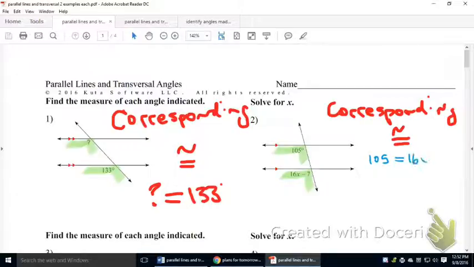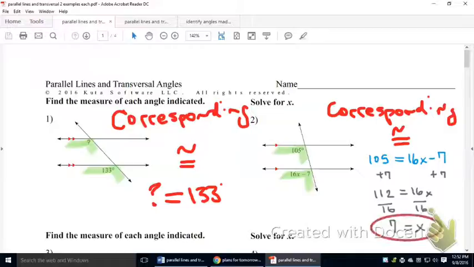Because corresponding angles are congruent, we write an equation. So you can see that this equation right here, 105, is going to be equal to 16x minus 7. So we write that out as an equation, and from there it's algebra, Math 1, and we solve. Got any questions? Raise your hand.